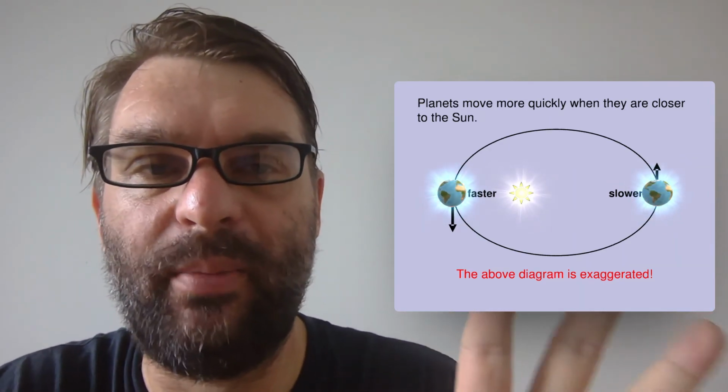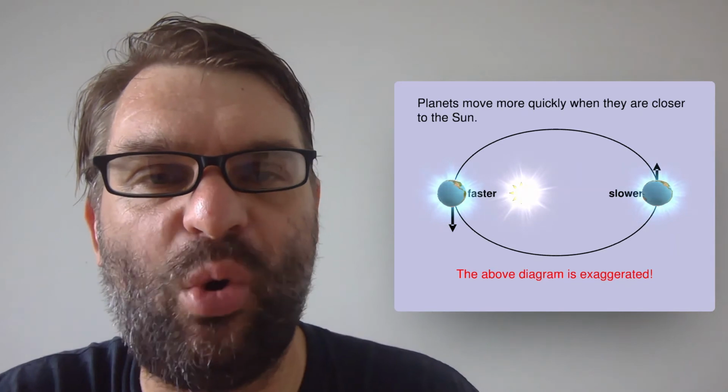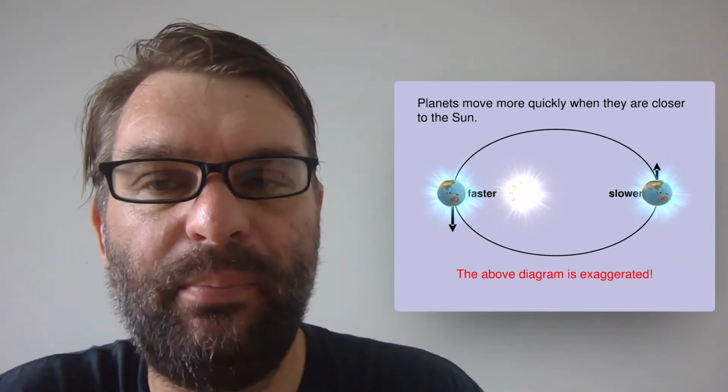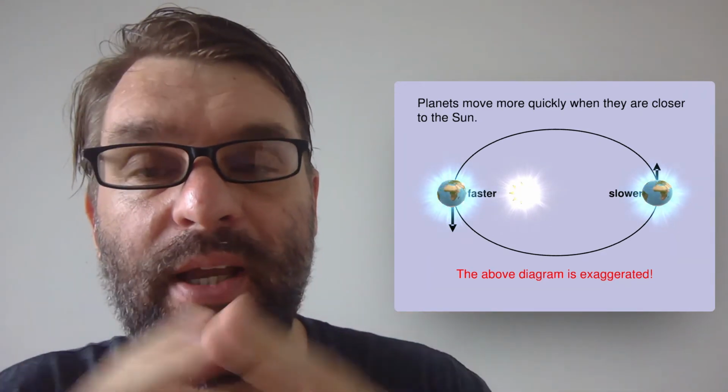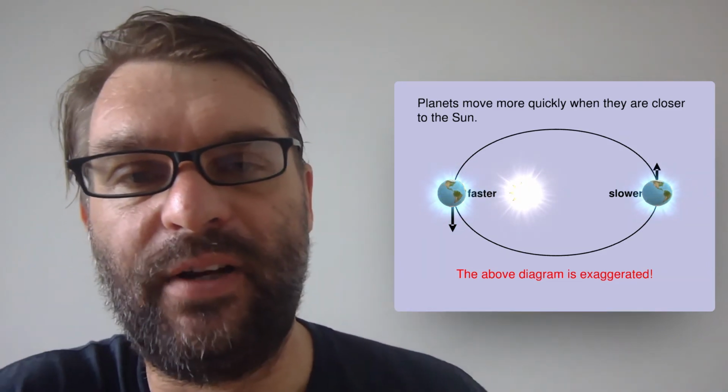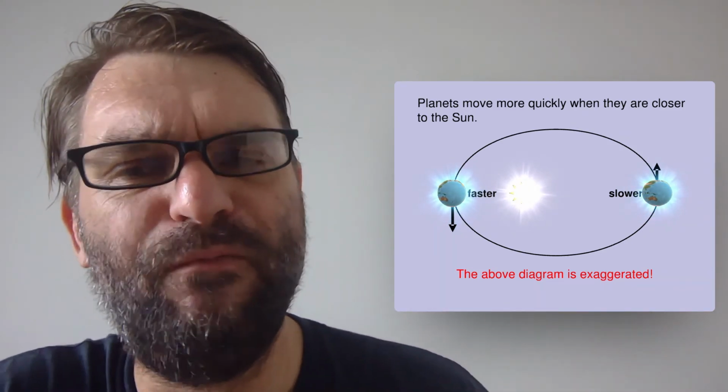Now, obviously, this diagram here is very, very exaggerated. The orbit doesn't look like that. But in terms of the numbers you're using, that's still observable scientifically. Okay, so note that the diagram's very exaggerated.